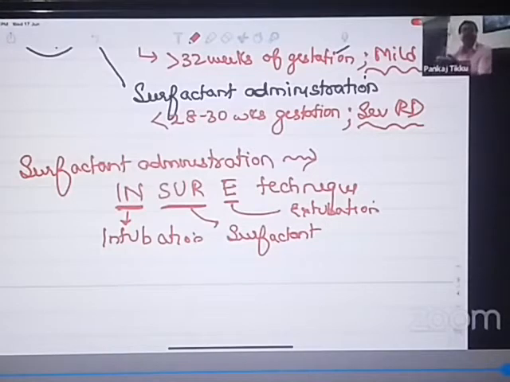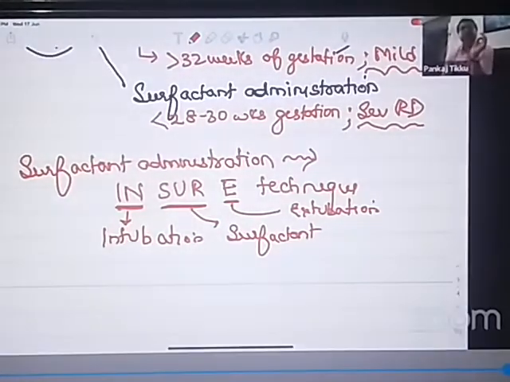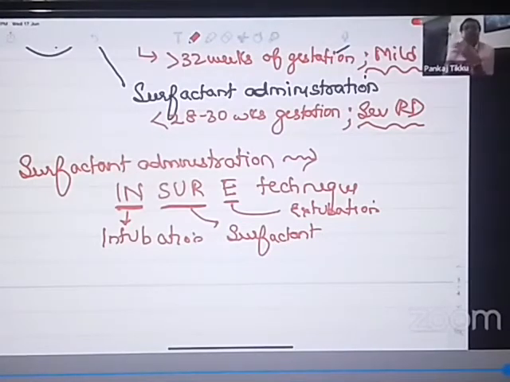So extubation is the opposite of intubation. Intubation is putting in the tube, extubation is taking out the tube. So this technique was known as the INSURE technique, still is followed at many places, but there is one major problem. And what is the major problem? This always required putting in of an endotracheal tube, which was an invasive method. It's not a non-invasive method.